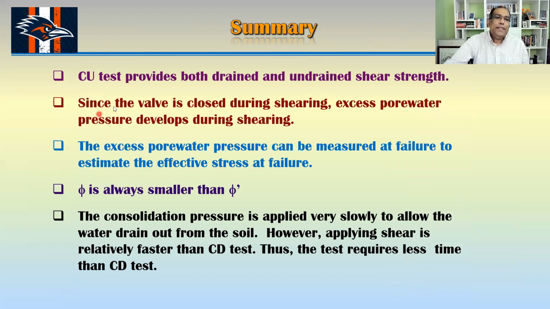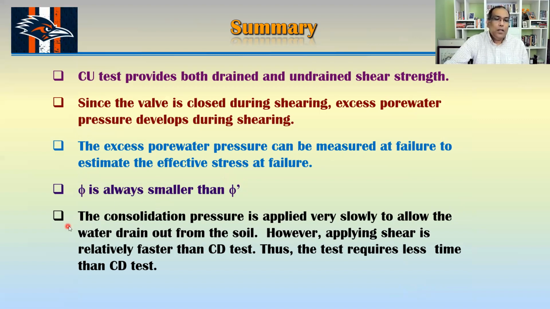Okay. Since the valve is closed during shearing, excess pore water pressure develops during shearing. It could be positive or negative, depending on what kind of soil you are talking about. For normally consolidated clay and loose sand, the pore water pressure would be positive, and it would be negative for dense sand and overconsolidated soil. The excess pore water pressure can be measured at failure to estimate the effective stress at failure. Phi is always smaller than phi prime in the normal case, but for dense sand and overconsolidated clay, this can change.